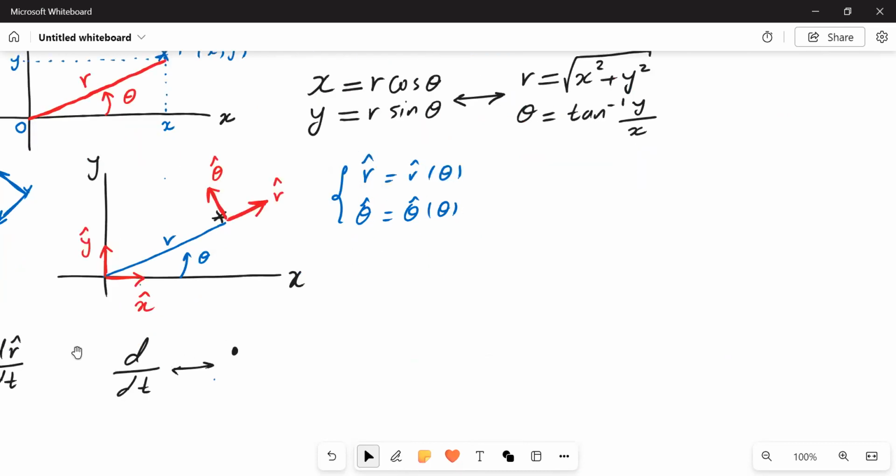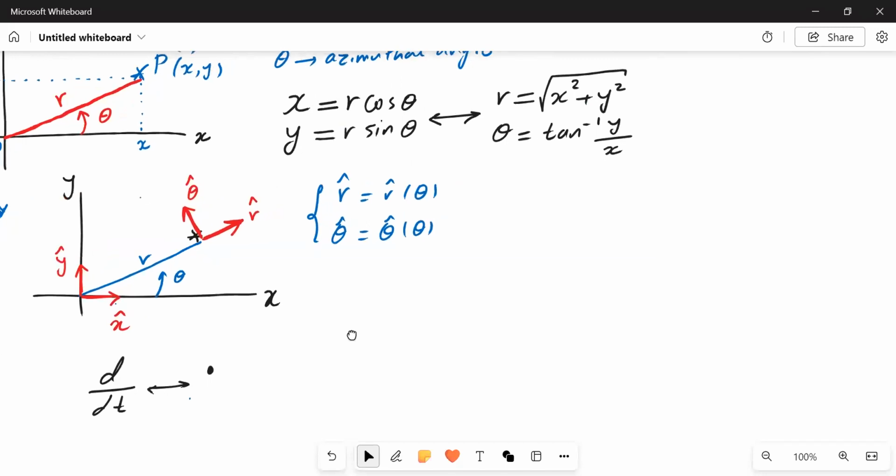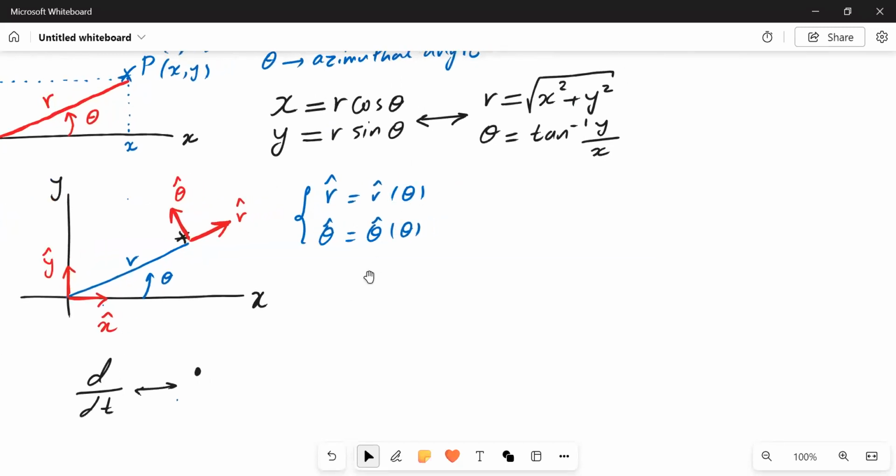So the changes of r hat with respect to time must come from the changes of r hat with respect to theta and the changes of theta with respect to time. In other words, I can take this and look into the time derivative of r hat by using the chain rule. That'll be the derivative of r hat with respect to theta times the time derivative of theta.